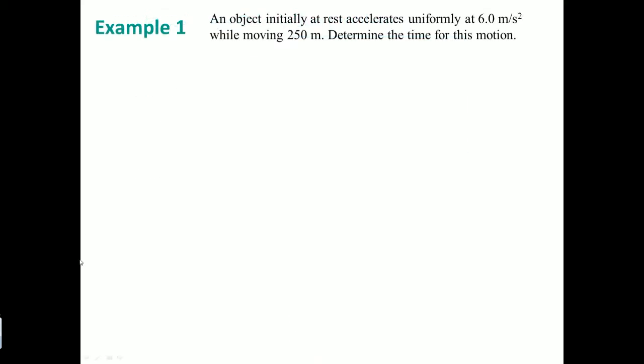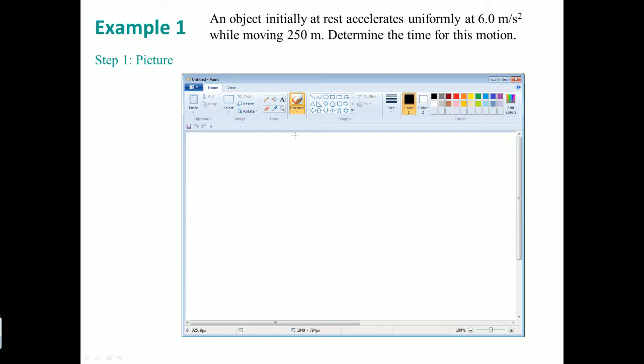Example 1. An object initially at rest accelerates uniformly at 6.0 meters per second squared while moving 250 meters. Determine the time for the motion. Step 1 is to set up a picture. Here I have Paint. An object is at rest, so I put the dot. I put v naught equals 0.